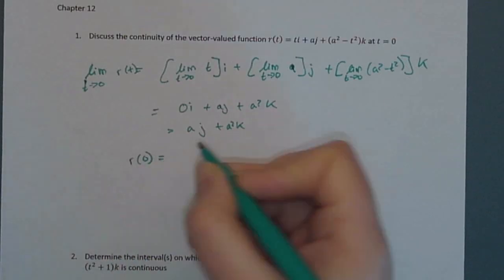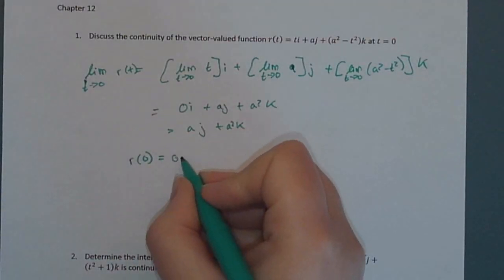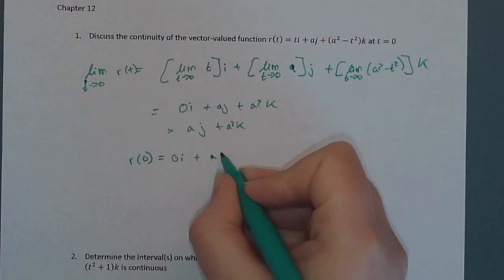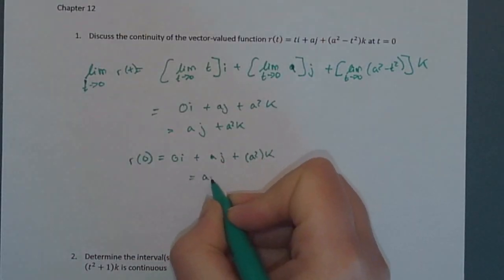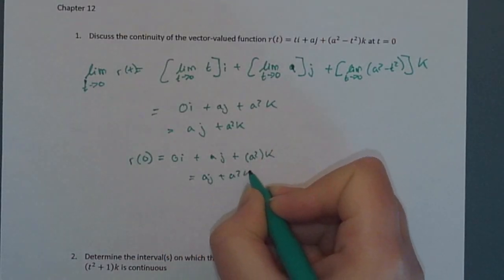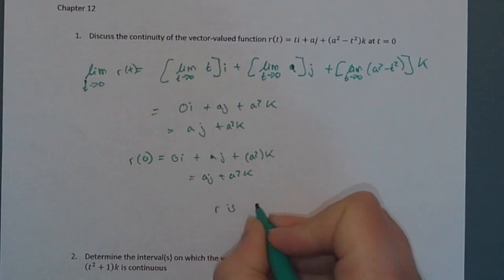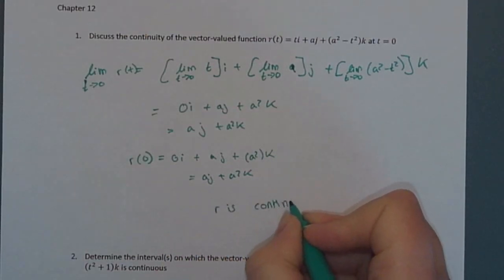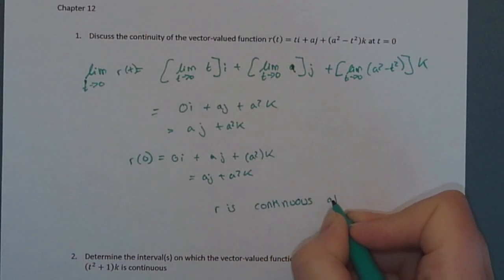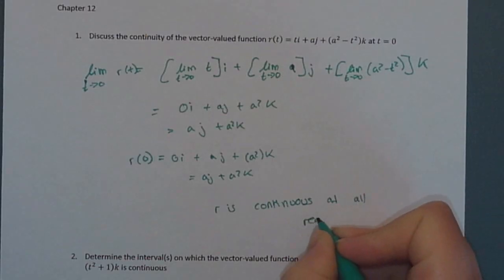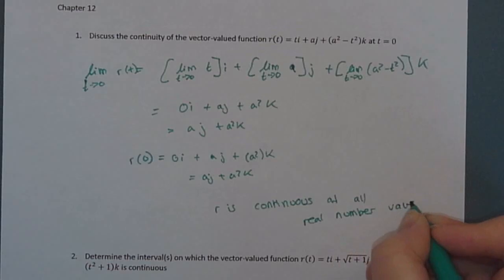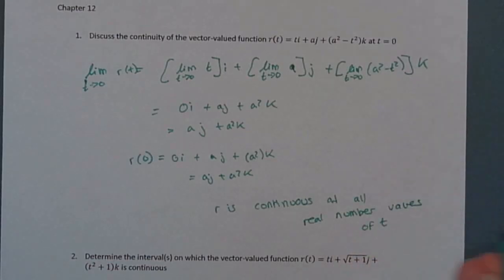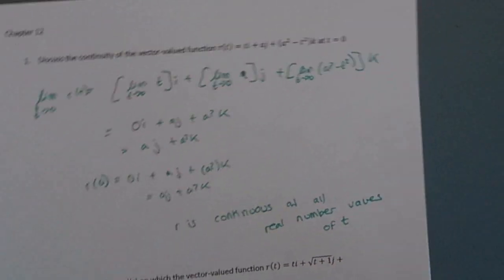R of 0 is 0i plus a times j plus a squared times k, or aj plus a squared k. So r is continuous at all real number values of t, including 0.